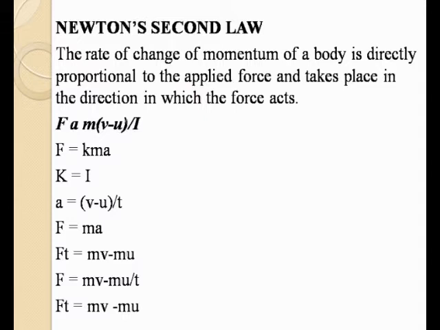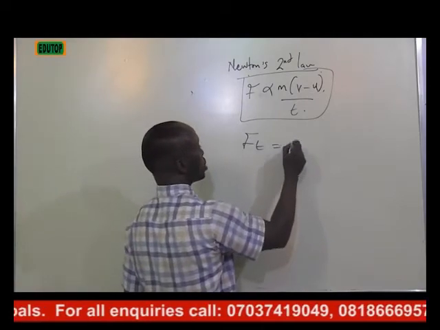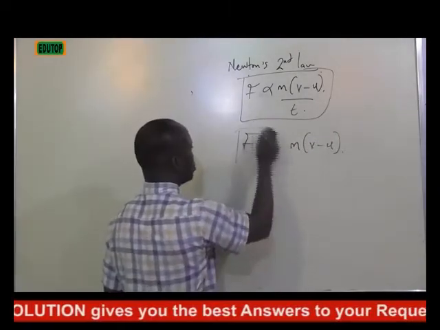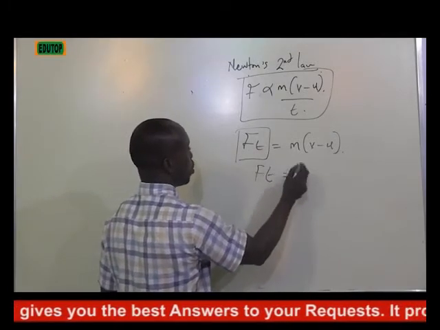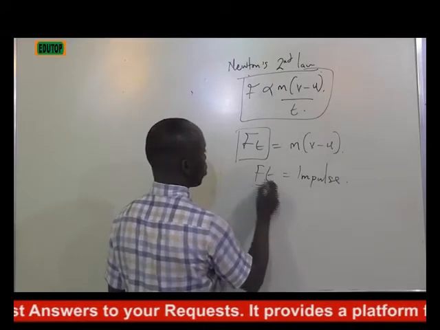Are you seeing this? So this is the equation of the second law of motion. So from here you have your Ft equals m into (v minus u). Are you seeing it? Now this your Ft is what we call the impulse.